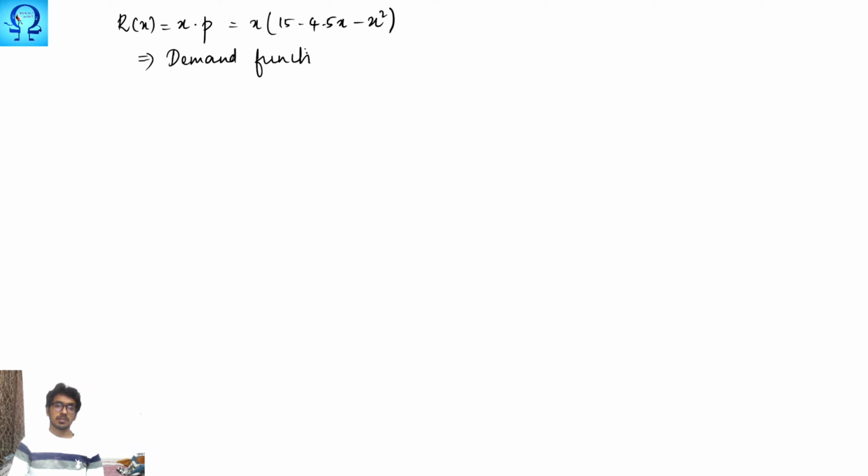Fine. So once we have the revenue function, what is generally revenue? Revenue is the number of units times P. So if you write your revenue function in this way, this is about to give you x times 15 minus 4.5x minus x squared, and this P is your demand function. This gives you that your demand function, that is P, happens to be 15 minus 4.5x minus x squared, right?